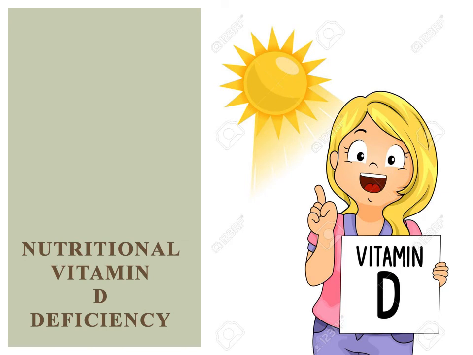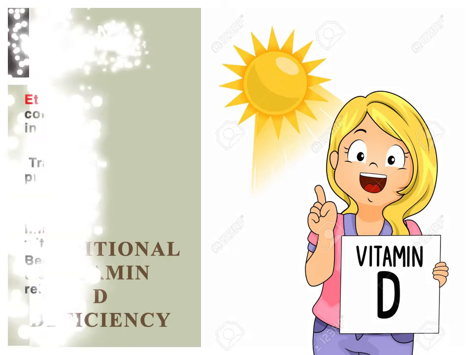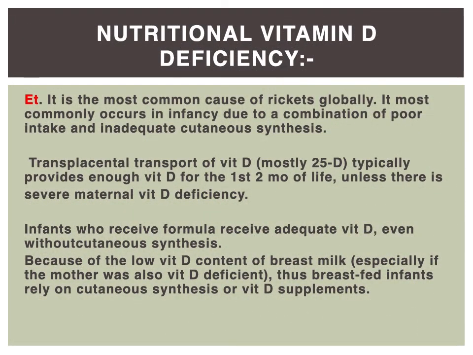Now we're going to discuss an important type of rickets, what's called nutritional vitamin D deficiency rickets. It is the most common type of rickets globally, mostly occurring in infancy. This results from a combination of inadequate intake or inadequate cutaneous synthesis. The transplacental transport of vitamin D usually provides enough vitamin D for the first 2 months of life, unless there is severe maternal vitamin D deficiency.